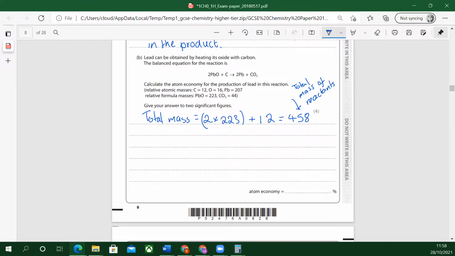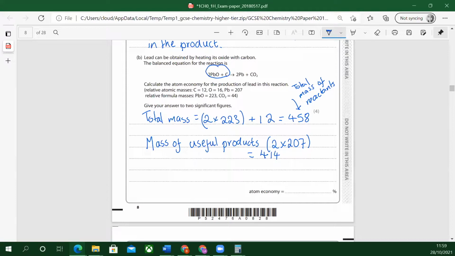We've just worked out the formula mass of that bit. So for atom economy, we're looking at the useful products, it's like efficiency. So we want lead, don't we? Careful here, because some people might just write 207 straight away, but it's 2 times 207, that's one mistake, but you still get some marks if you've made a mistake. You get what's called ECF, error carried forward. 2 times 207, I can do that one in my head, 414.